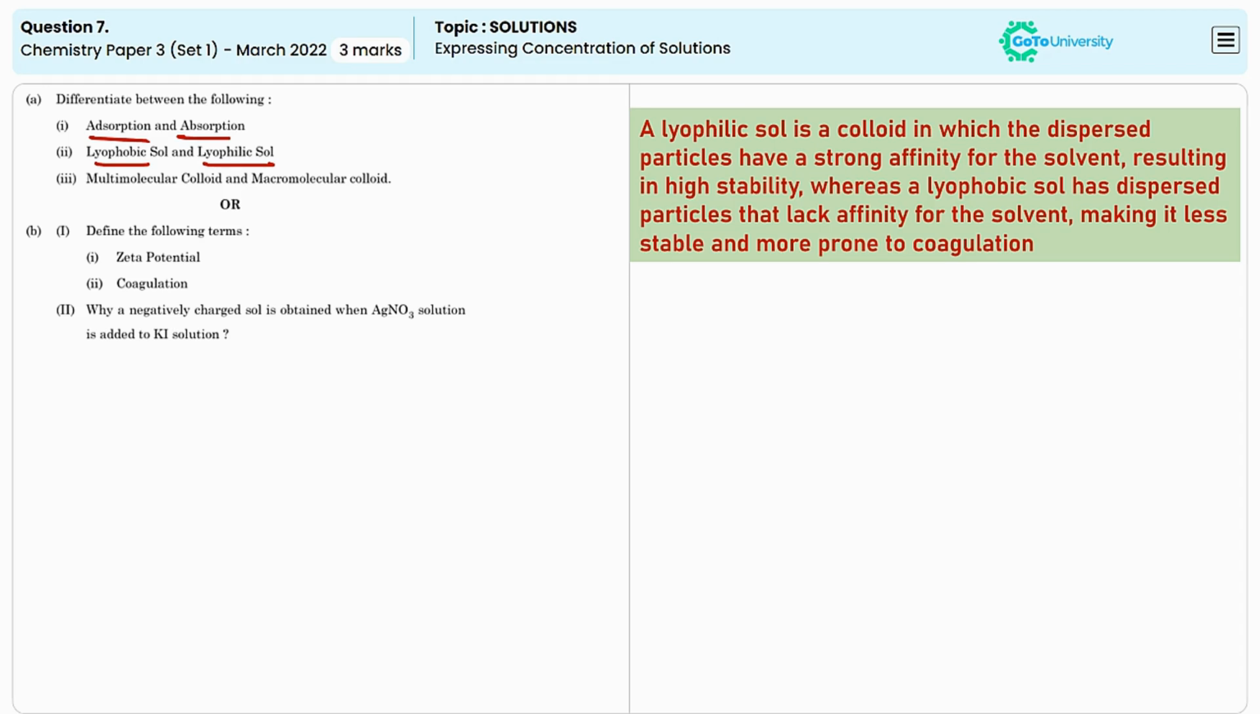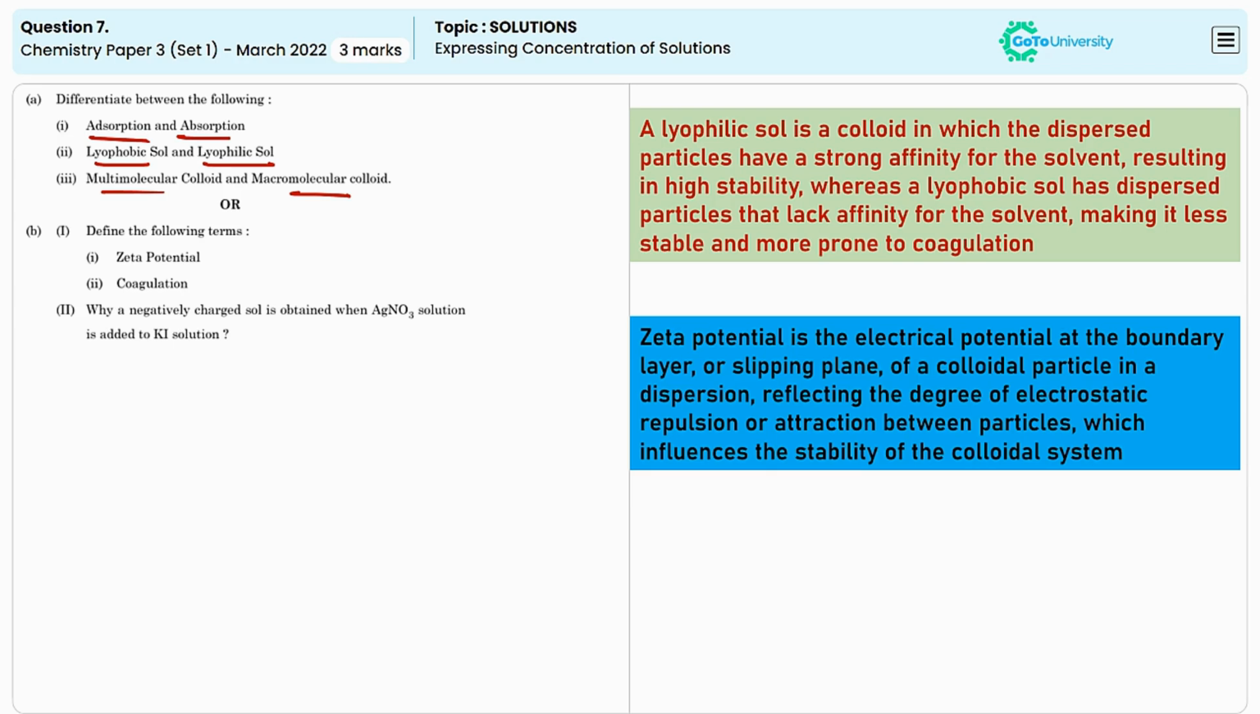And in the third one, we need to differentiate a multimolecular colloid and a macromolecular colloid. Multimolecular colloids consist of clusters of small molecules or atoms that aggregate into particles typically ranging from 1 to 100 nanometers in size. These particles form when many small molecules or ions aggregate together due to weak interactions such as van der Waals forces.